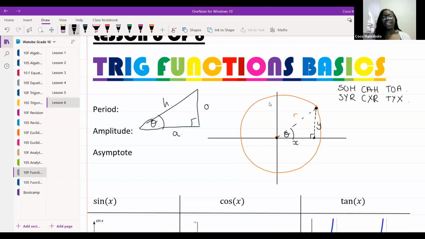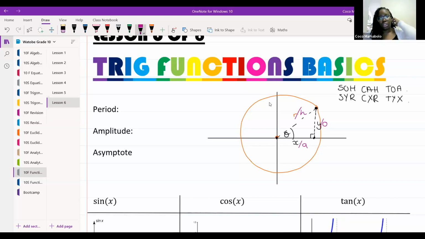It's not as complicated as it looks. We have a triangle on the Cartesian plane. This side is the opposite side, this side over here is the adjacent side, and this side named r is the hypotenuse. That's the only difference. Instead of calling it O for opposite, we call it y. Instead of calling it A for adjacent, we call it x. And instead of calling it H for hypotenuse, we call it r.